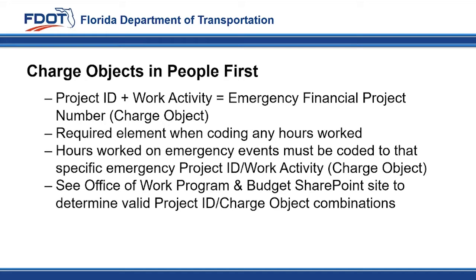Hours worked that relate to an emergency event must be coded to that particular emergency project ID work activity. Keep in mind there may be several different charge objects for that event, so determining the correct one for your particular task worked on that emergency is important. This is crucial for proper reporting to management and seeking reimbursement from FHWA and FEMA. See the Office of Work Program and Budget SharePoint site to determine valid project ID charge object combinations, or contact your work program manager with specific questions.